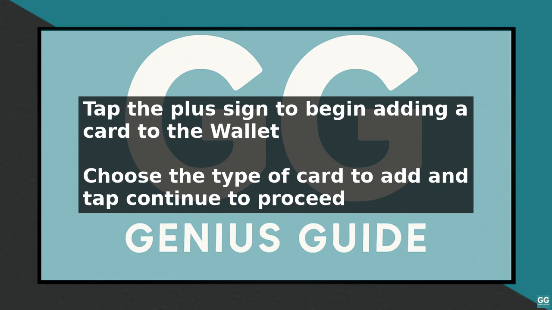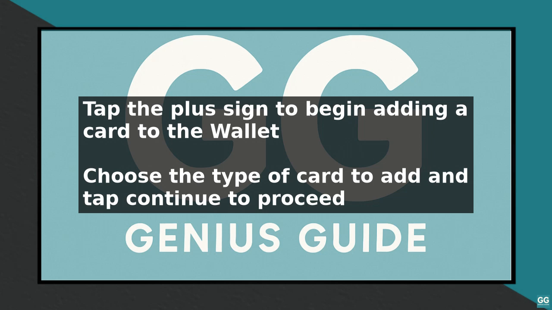Next, you will be asked to use your iPhone's camera to capture the card information, or you can enter the information manually. To use the camera, position your card in the camera frame and the iPhone will automatically detect the card number and expiration date. If you prefer to enter the information manually, tap Enter Card Details manually and type in the required information.